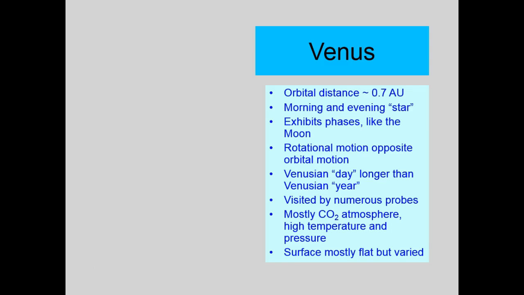High temperatures because it's closer to the sun, and incredibly high pressures because it's such a dense atmosphere. We could not live on Venus. Number one, we couldn't breathe. Number two, we'd burn up. Number three, we'd be crushed. Take your pick. Which do you want? None.